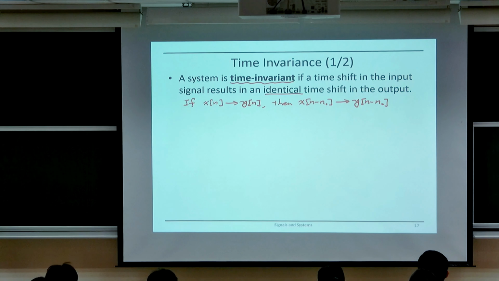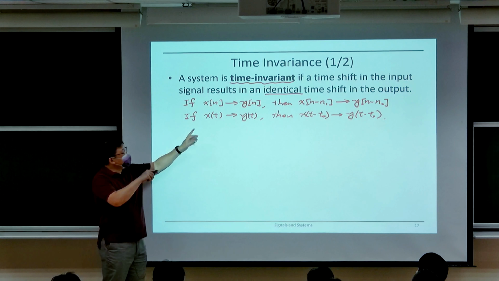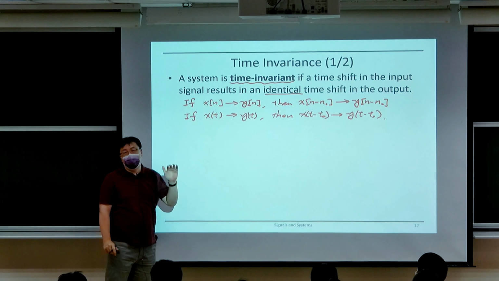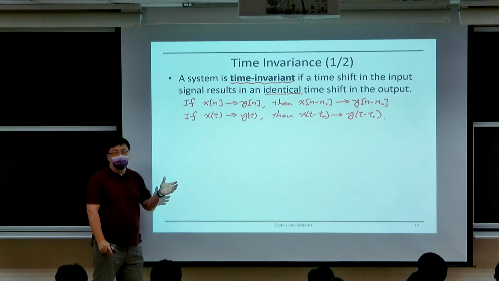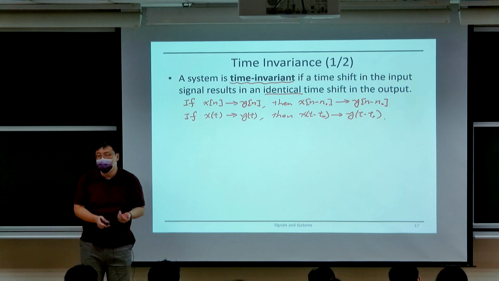Okay? So this is the same for continuous time as well. So in continuous time, you say that if x of t produces y of t, then x of t minus t naught produces y of t minus t naught. Okay? Now this statement may not be true for any system. But if it is true, then the system is time invariant. Okay?